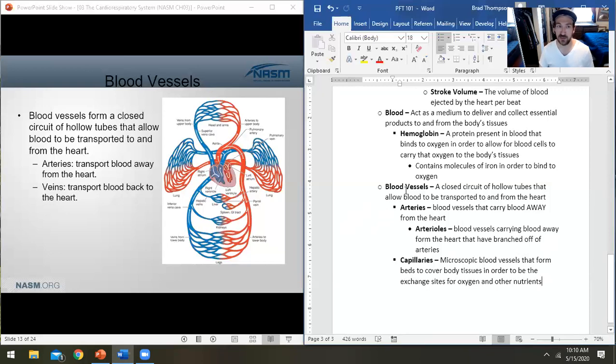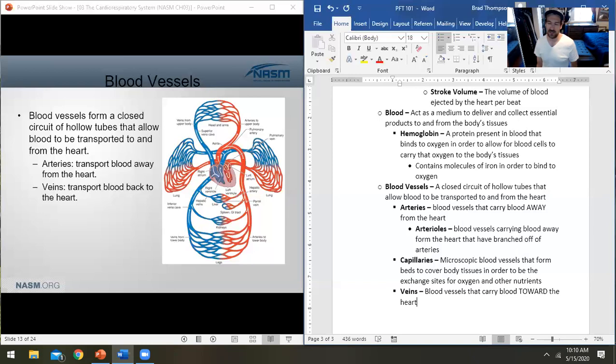They are your largest, most muscular blood vessels. They branch into arterioles, then they branch even smaller into capillaries. And now when it's on its way back, you've got your veins, right? So veins are going to be blood vessels that carry blood toward the heart, okay? So arteries carry blood away, veins carry blood toward.